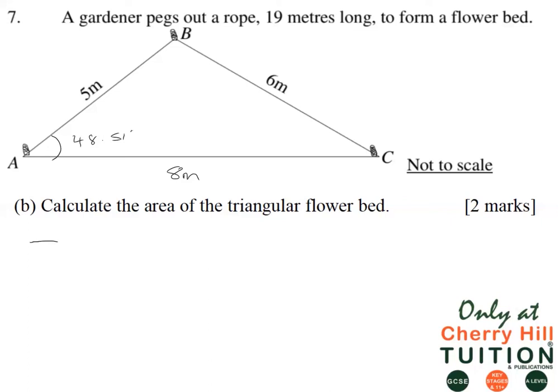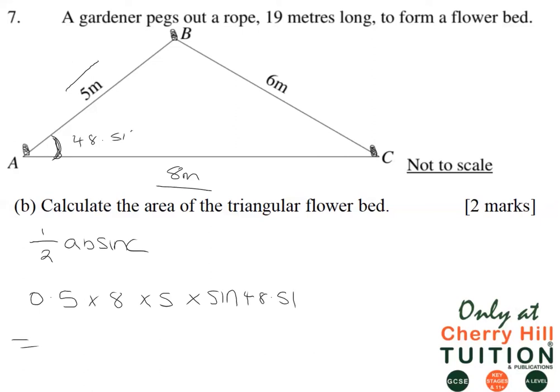So let's write that formula down. And now let's plug in our values. So because we have this angle here, we need to use this and this, the surrounding length as A and B. So multiplied by 8, multiplied by 5, multiplied by sine of 48.51. And all we need to do is plug this into our calculators. So 0.5 multiplied by 8, multiplied by 5, multiplied by sine 48.51, which should give us an answer of 14.98 meters squared. Okay, so quite straightforward.